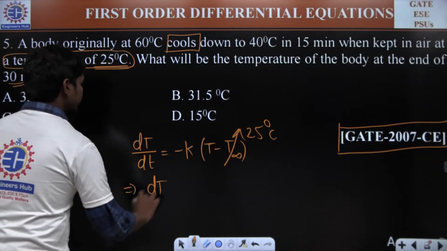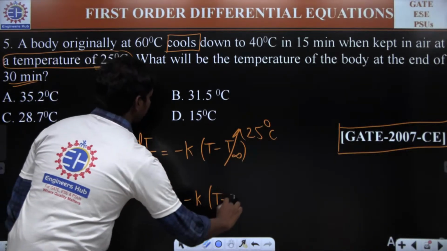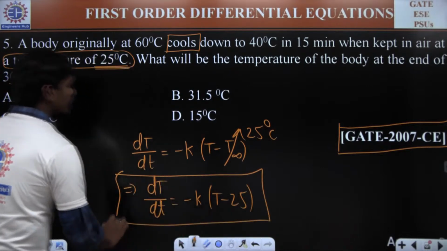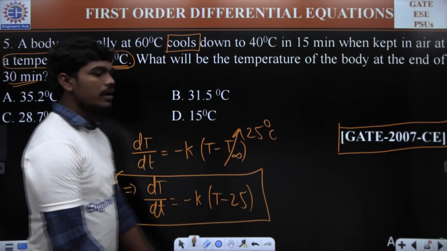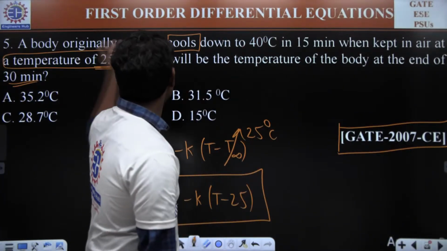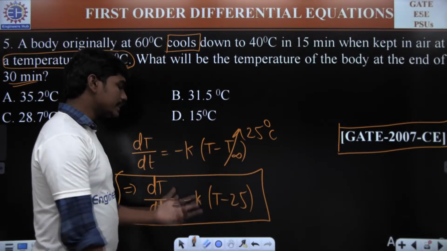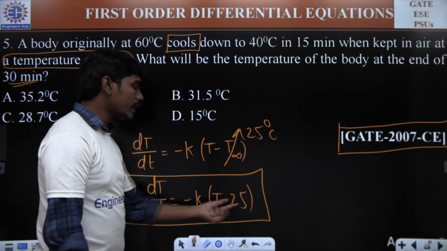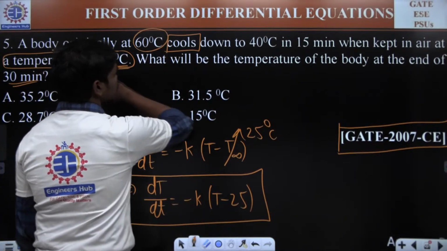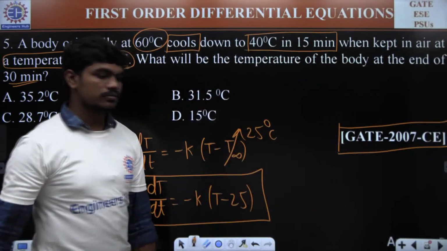So dT by dt is equal to minus k times T minus 25. This is the differential equation that governs this cooling phenomenon. Now it's given at t is equal to 0, 60 degrees, at t is equal to 15, 40 degrees. Then at t is equal to 30, what could be the temperature? That's the question. If you integrate this equation, you'll be getting two unknowns, one is k and one is plus C, the arbitrary constant. So that's why you have at t is equal to 0, 60 degrees Celsius, and at t is equal to 15 minutes, we have 40 degrees Celsius.